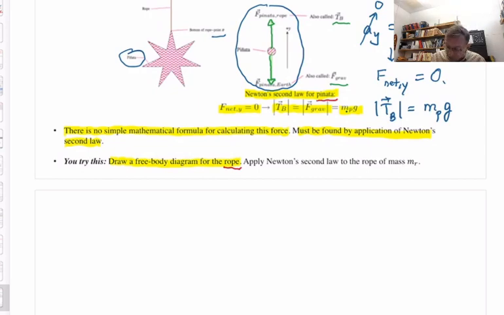All right, first, represent the object as a particle. I know you think of the rope as an extended thing, but for drawing the free body diagram, just draw a particle. There's the rope, okay?